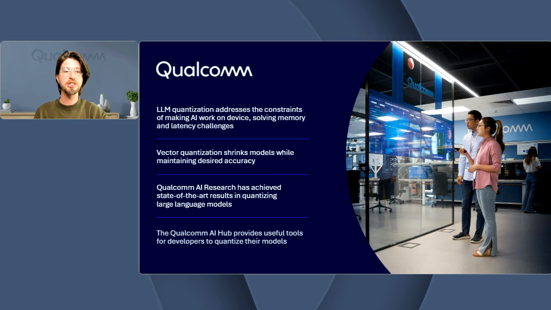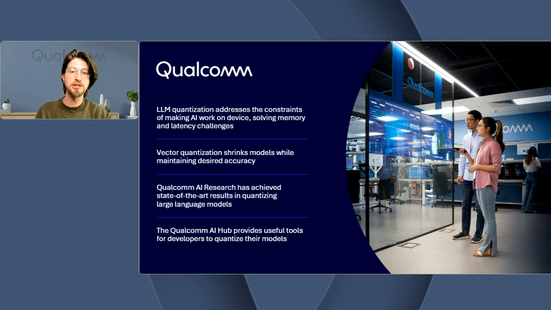So in this presentation, we've seen that LLM quantization addresses the constraints of making AI work on device, solving memory and latency challenges. We've seen that vector quantization shrinks models while maintaining the desired accuracy and even sometimes getting benefits in latency. Qualcomm AI Research has achieved state-of-the-art results in quantizing large language models, and Abi has shown that the Qualcomm AI Hub provides useful tools for developers to quantize their own models.